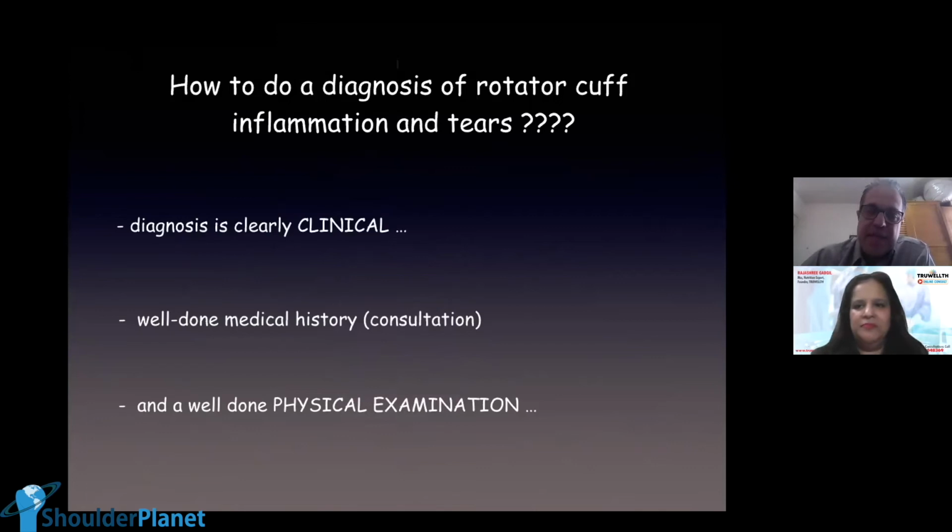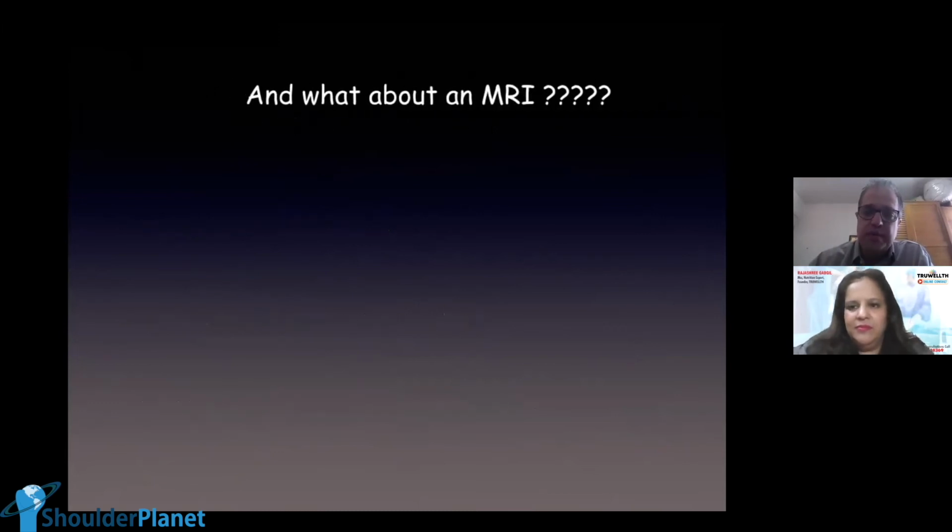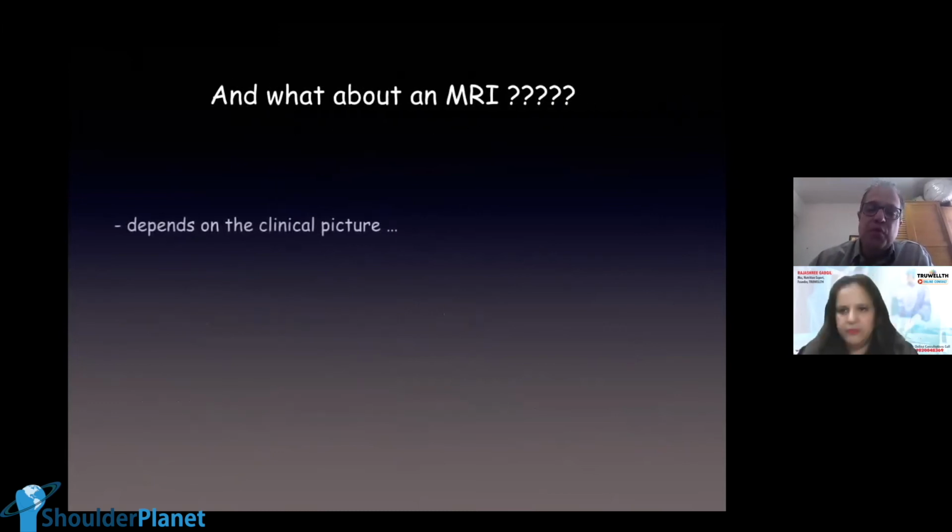So the diagnosis is clinical, and the doctor must do a well-done medical history and a well-done physical examination. People need to understand the diagnosis is never in the MRI, it's in the doctor's mind. Once the doctor understands the problem in his mind, he does a well-done medical consultation and a physical examination. And when he will ask for an MRI, it depends on the clinical picture. This is a decision done in the office.